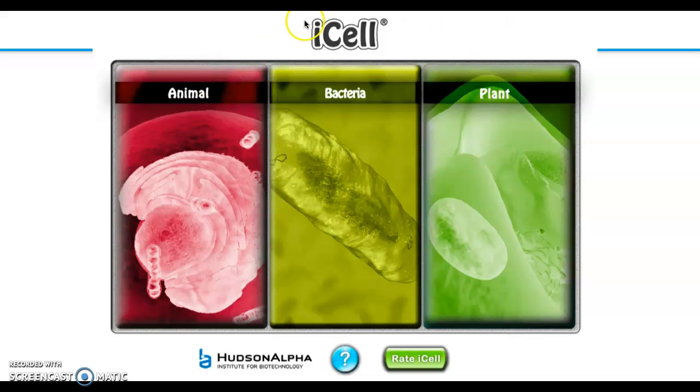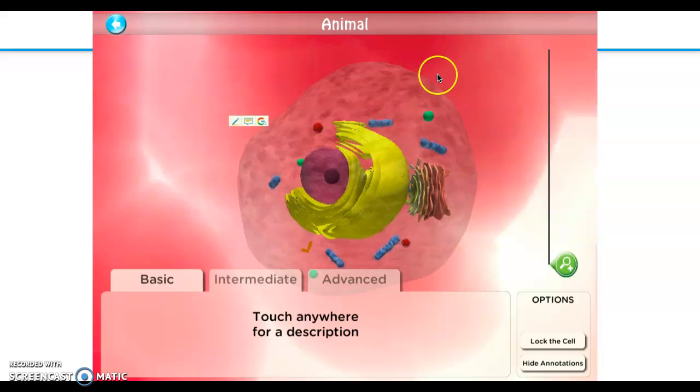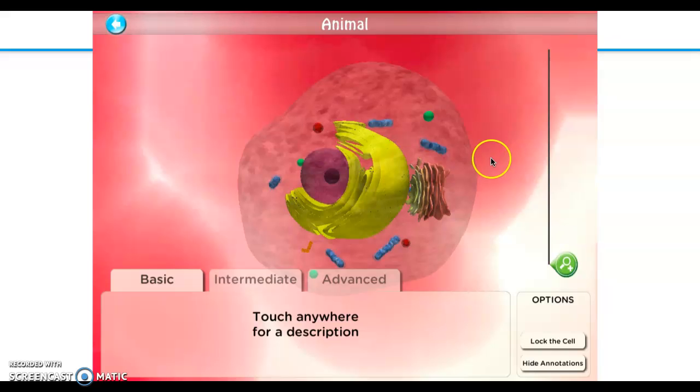Now let's go ahead and jump into this. So right now I'm using the web version. You are more than welcome to download the mobile version on your phone or your iPad. They work just the same way. I actually utilized this app all throughout college and it helped me so much, especially when I was first learning the organelles. Let's go ahead and jump into the animal cell.